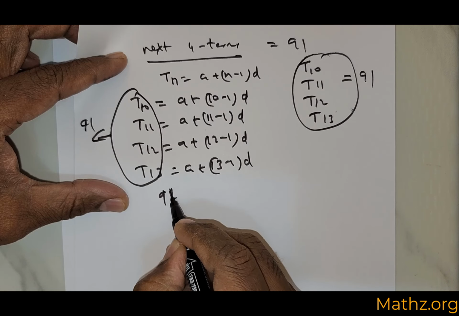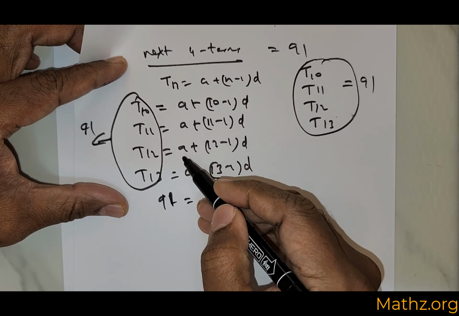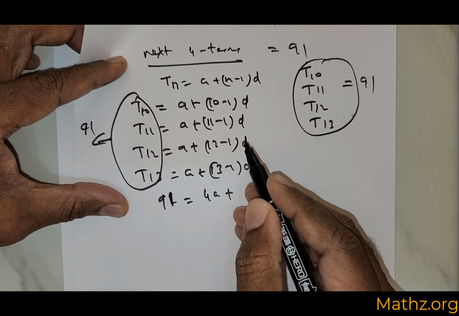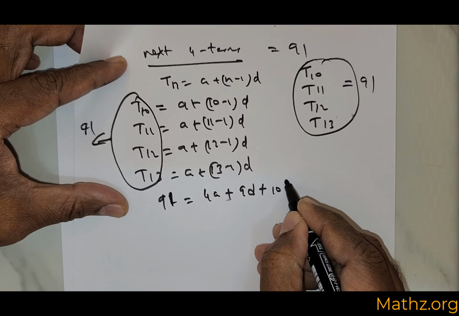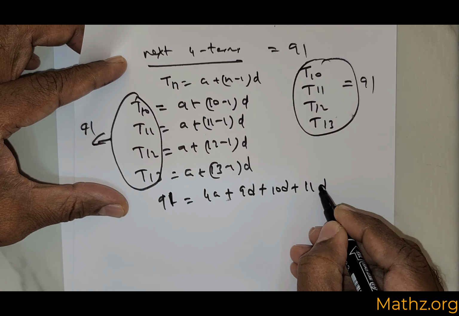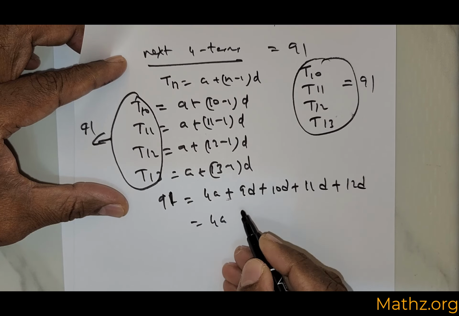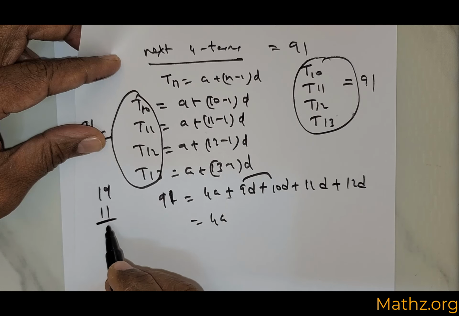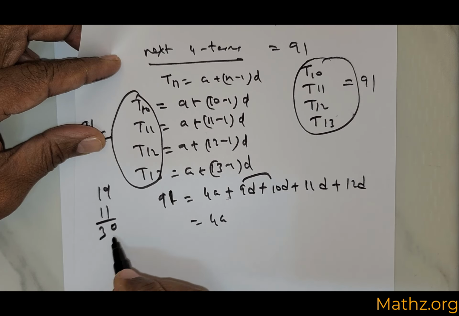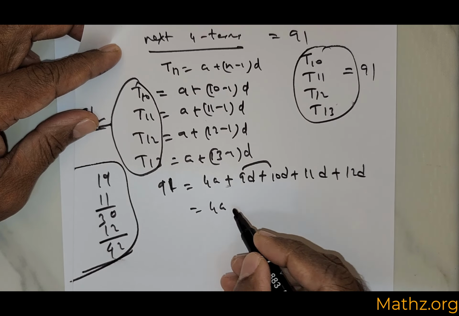So 91 is equal to the sum of all these terms: a, that's 4a, plus (10 minus 1) 9d, (11 minus 1) 10d, (12 minus 1) 11d, (13 minus 1) 12d. So this has to be summed. 9 added with 10 will give me 19. You have 11, 10 and 30, that has to be added with 12, that will give me 42.